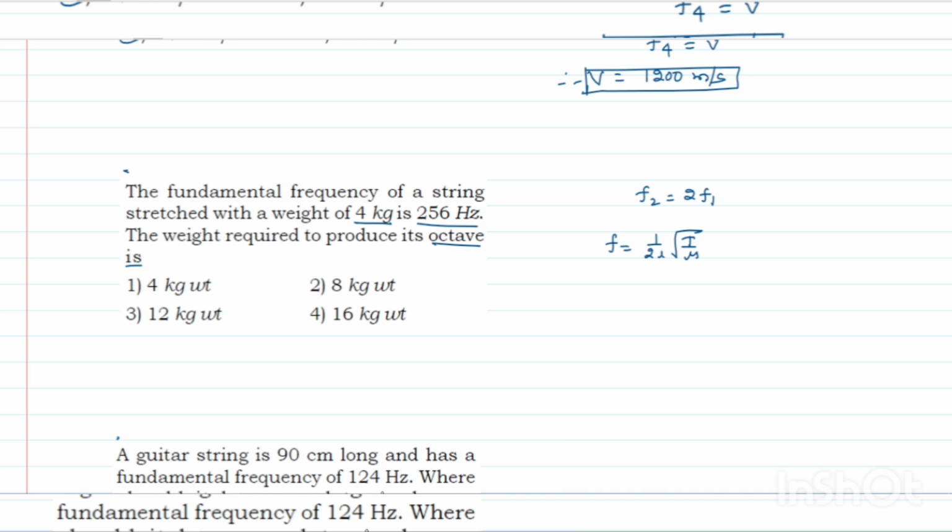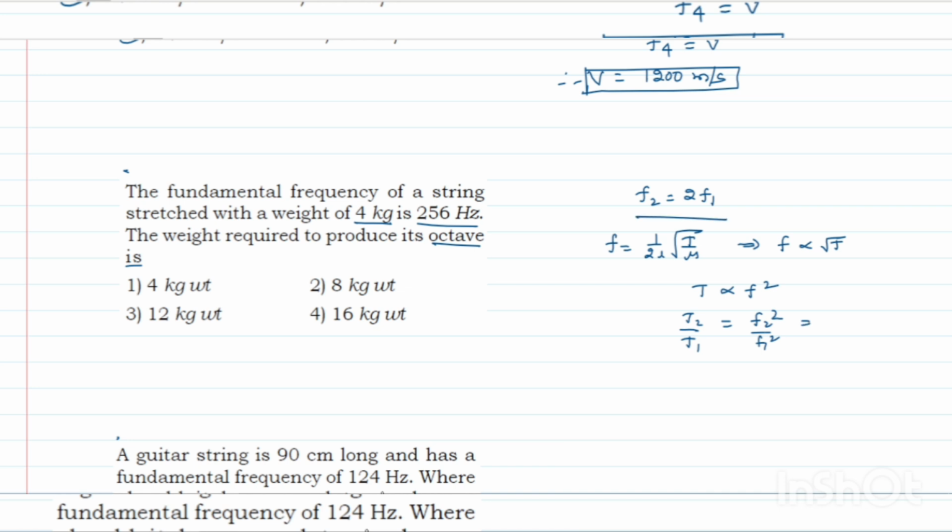So here they're asking the relation between frequency and weight. Weight is nothing but the tension force, so f is directly proportional to root T. They're asking for the second weight, so T is directly proportional to f squared, by squaring on both sides. Now T2 by T1 equals f2 square by f1 square.